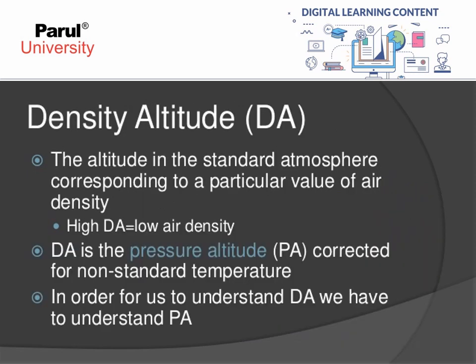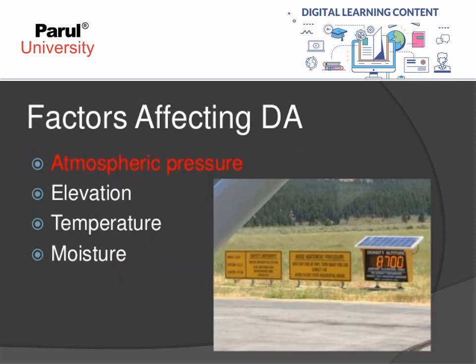In the first, density altitude, DA, is the altitude in the standard atmosphere corresponding to a particular value of air density. High DA, high density altitude, equals low air density. DA is the pressure altitude, PA, corrected for non-standard temperature. In order for us to understand DA, density altitude, we have to understand PA, pressure altitude. The factors affecting DA are atmospheric pressure, elevation, temperature, and moisture.